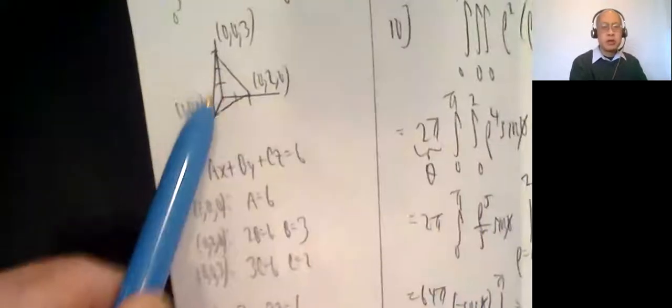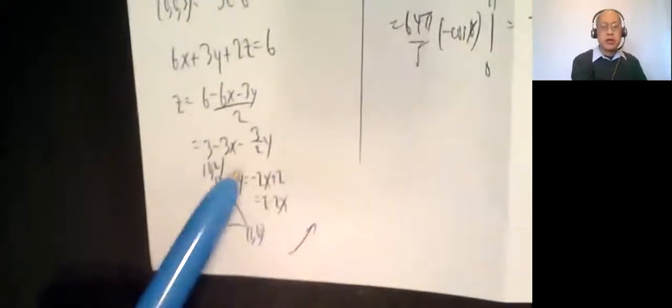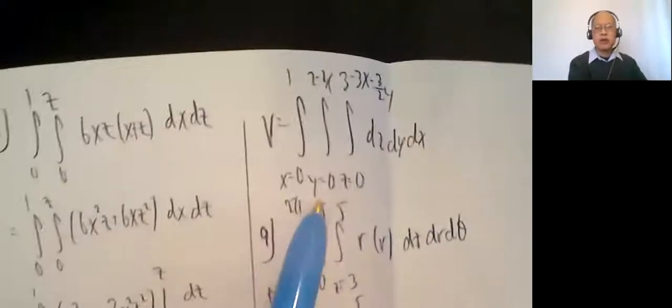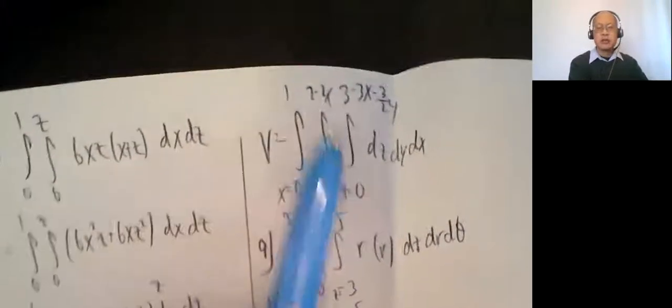All right, so z is going from 0 up to the plane, which is 3 minus 3x minus 3 halves y. Now, in the xy plane, I'm looking at going from 0, 2 to 1, 0. The slope of that is -2. The y-intercept is 2. So y equals -2x plus 2, or 2 minus 2x. Double check: when you plug in 0, you get 2. Plug in 1, you get 0. So this is a triple integral. x goes from 0 to 1. y goes from 0 to 2 minus 2x. z goes from 0 to 3 minus 3x minus 3 halves y.